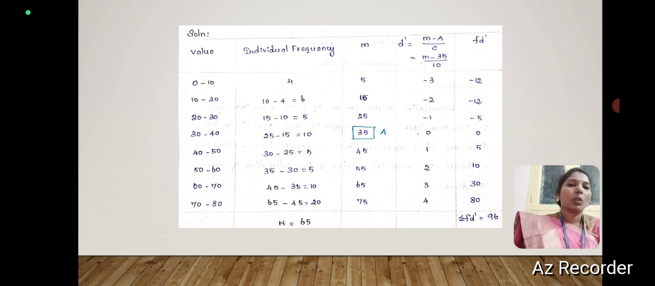When the classes are given in the problem, you must find the m value, that is the midpoint value. The formula is lower limit plus upper limit divided by 2, and we get the answers for this column: 5, 15, 25, 35, 45, 55, 65 and 75. And we calculate d dash, which is equal to m minus a divided by c. M is the midpoint and a is the assumed mean. The assumed mean is taken as 35.